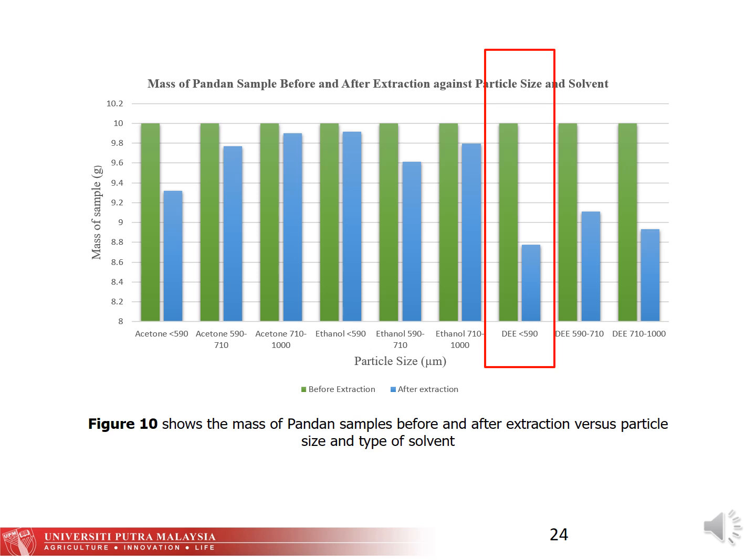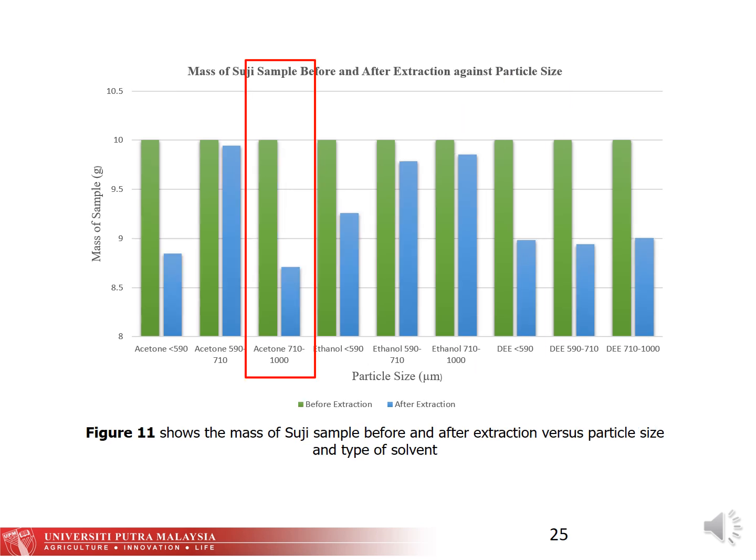The reduction in mass of the sample was an indication that compounds and essential oils had been extracted out from the plant sample. Figure 11 shows the mass of suji samples before and after extraction versus particle size and type of solvent used. Based on these figures, suji samples of particle size of between 710 to 1000 micrometer with acetone as solvent showed the greatest mass reduction. However, extraction of suji samples with acetone showed an irregular pattern with respect to the size of particle. Extraction with ethanol and DEE showed a more consistent mass difference before and after the extraction process.